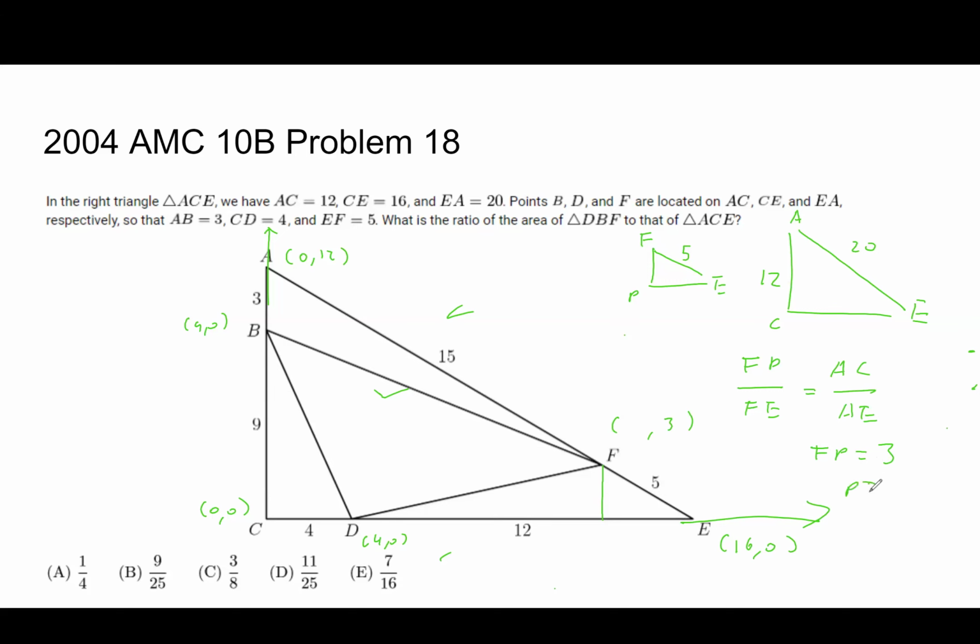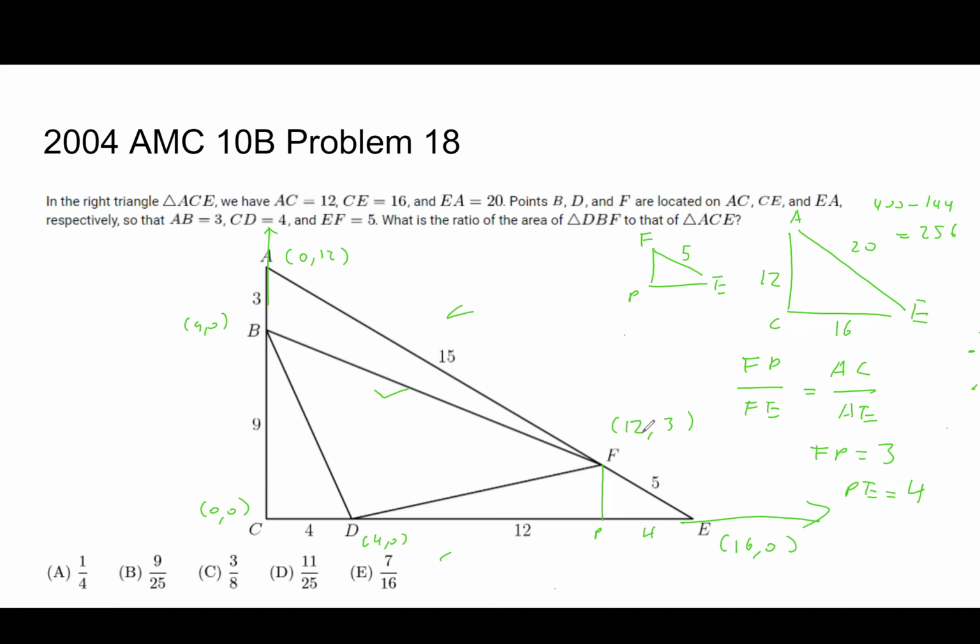So PE will be equal to... okay, I can use Pythagoras here. 400 minus 144 equals... well, just give me a second. I think it's 256. Yeah, it is. So therefore CE must be equal to 16. It's a 3-4-5 triangle scaled up. And then that means PE must be equal to 4. So the x coordinate of point F must be equal to 16 minus 4. That'll give me 12.